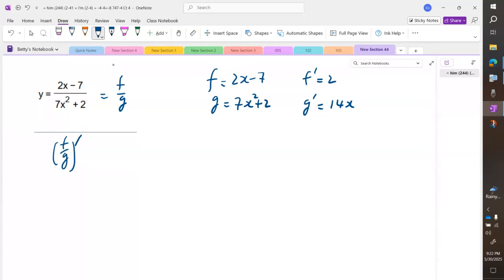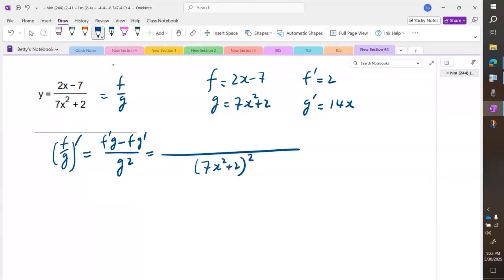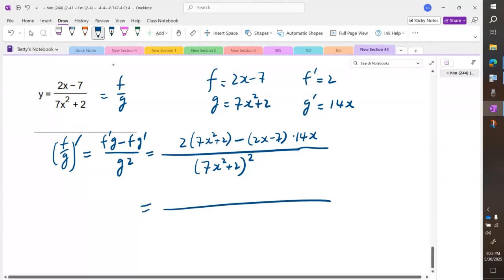the derivative of f over g has g squared on the bottom. In the numerator, f prime g minus f g prime. g squared, so we have 7x squared plus 2 to the power of 2. Numerator, f prime 2 times g, 7x squared plus 2, minus f, 2x minus 7, times g prime, which is 14x. Let's simplify the numerator.